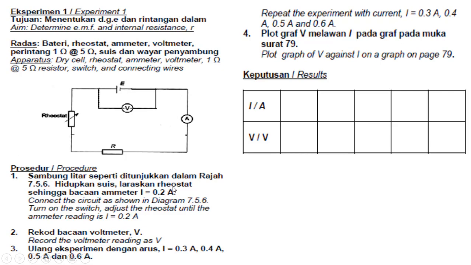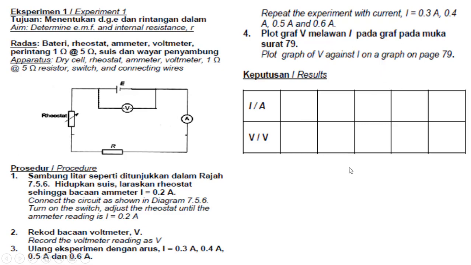Now we use the rheostat to adjust the ammeter reading until I equals 0.2 ampere, and then you record the voltmeter reading as V and fill in the table. Now you repeat the experiment with I equals 0.3 ampere, 0.4 ampere, 0.5 ampere, and 0.6 ampere, and after that you plot a graph of V against I.